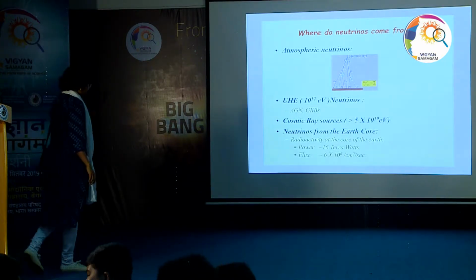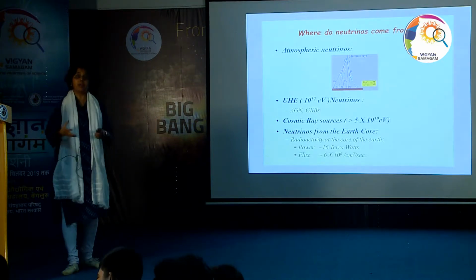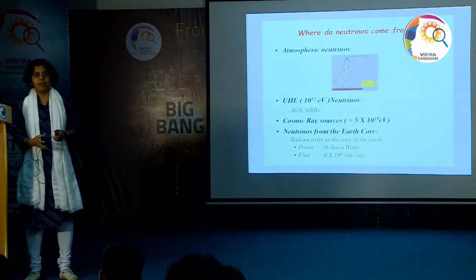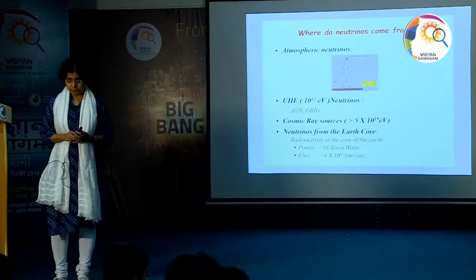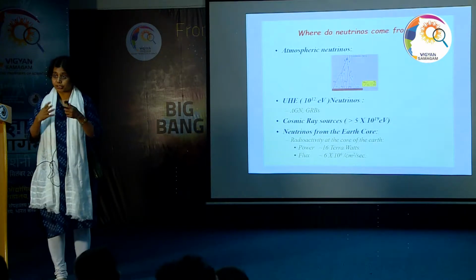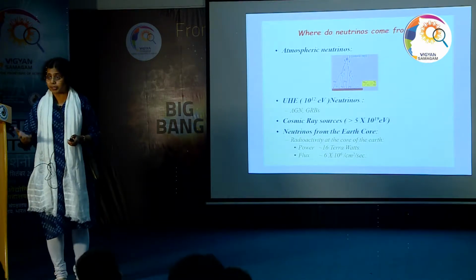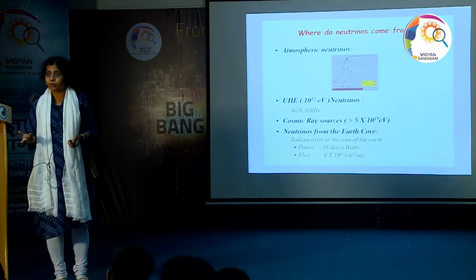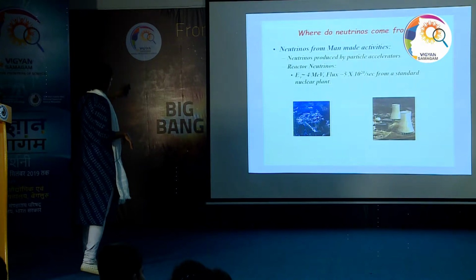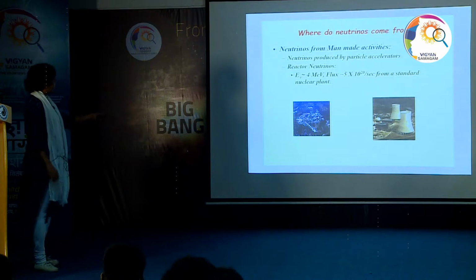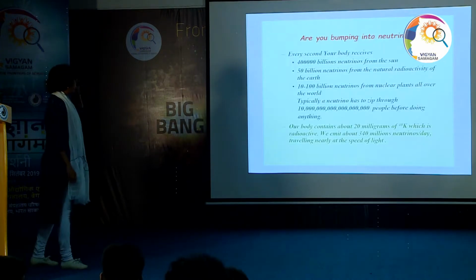Then, of course, there are neutrinos also coming from the core of the Earth. What is there at the core of the Earth? Lava, yes. So there are more radioactive elements in that lava, molten, and they are beta. So if there is a beta decay happening, there will be neutrinos. So then also you get the geoneutrinos. So it also tells you what all is inside there. And then there are man-made sources like accelerators and the reactors.